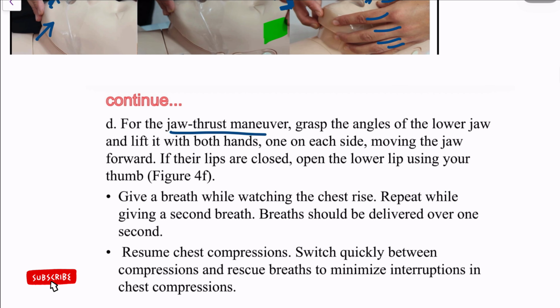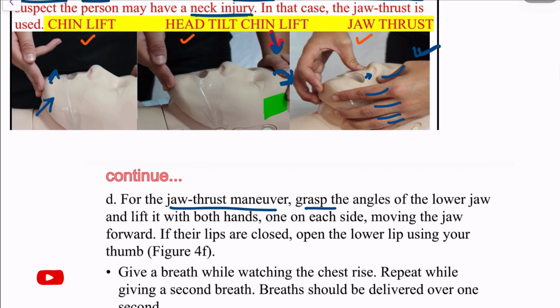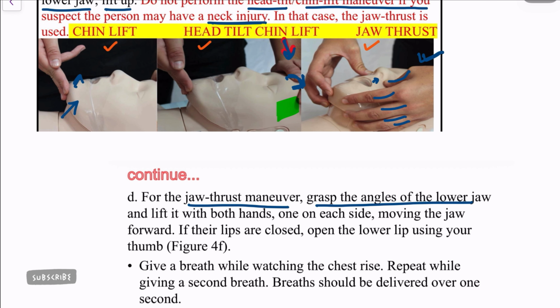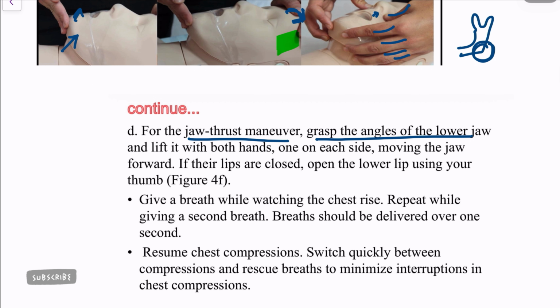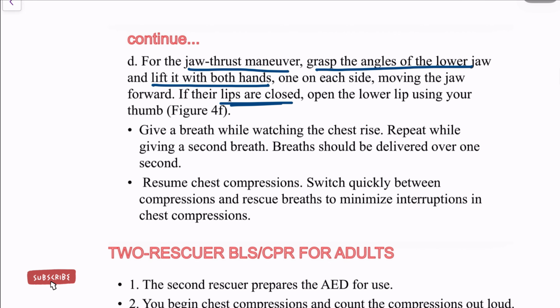So the jaw thrust maneuver is: grasp the angle of the lower jaw. Angle, you know, you have the mandible. This is known as the angle of the lower jaw, or the angle of the mandible. Lift it up with both hands, one on each side, moving the jaw forward. If their lips are closed, then open the lower lip using the thumb. So this is how we do the jaw thrust.